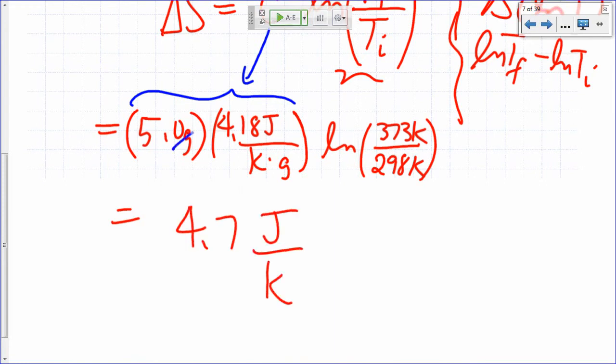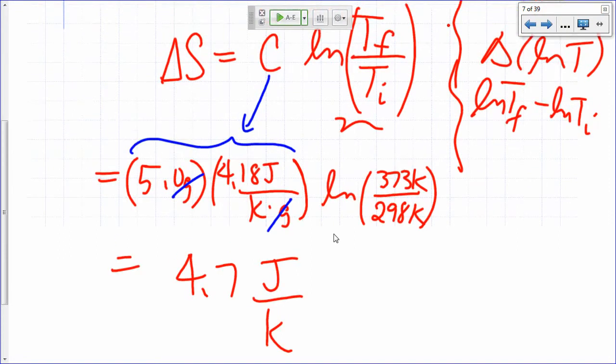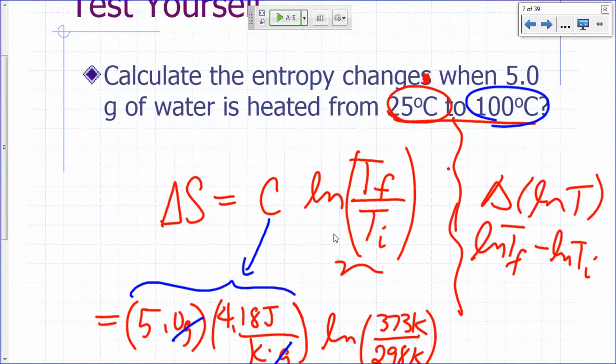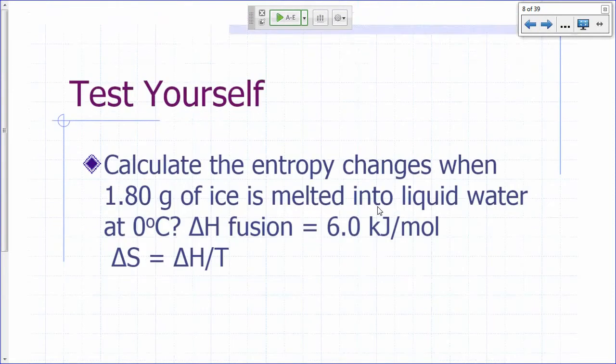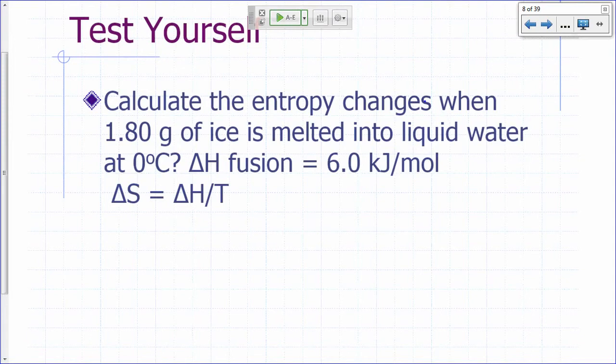Notice the unit for entropy is an energy unit per temperature unit, joule per Kelvin. So that's the delta S. That's very similar to calculation of Q, except instead of using delta T, you take delta of ln T. All right, how about this one? What would be the entropy change when 1.80 grams of ice is melted into liquid water at 0 degrees? Delta H of fusion is 6 kilojoules per mole.